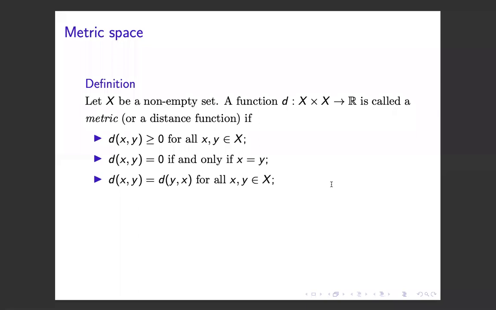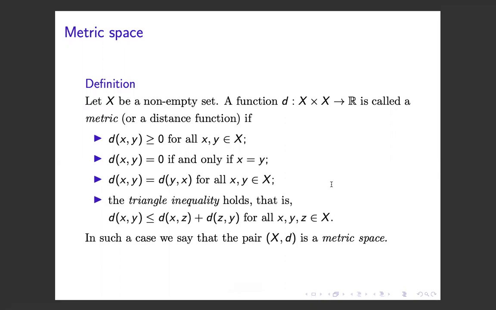Then, of course, the symmetry: the distance between x and y is the same as that between y and x. So there is no intuitive hang-up about that. Then one of the crucial things, the triangle inequality, holds. That is the property of the triangle which you all must be familiar with: if you have a triangle, one side will be shorter than the sum of the two other sides. So that is the triangle inequality.